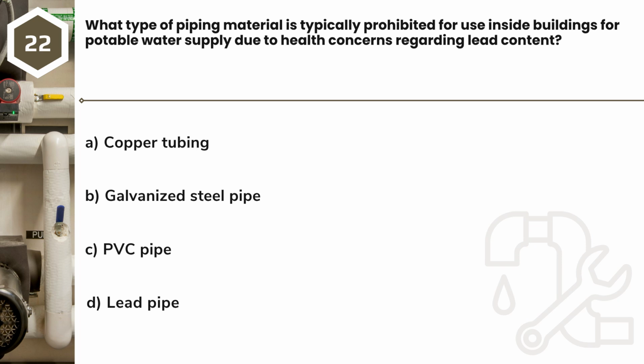Question 22. What type of piping material is typically prohibited for use inside buildings for potable water supply due to health concerns regarding lead content? A. Copper tubing. B. Galvanized steel pipe. C. PVC pipe. D. Lead pipe.